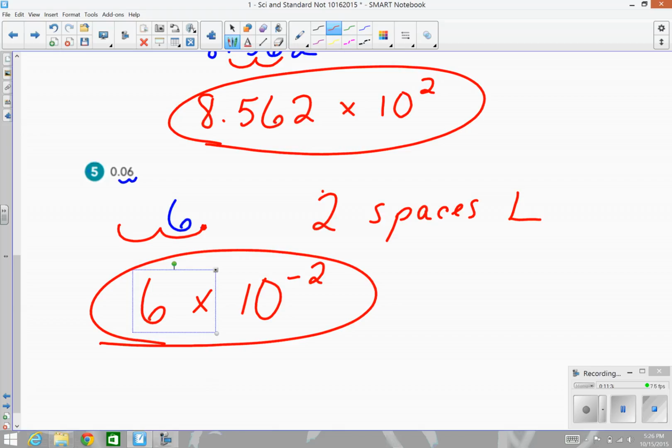Monday when I see you, we'll practice putting these in the calculator to check ourselves and make sure that our answer does get us back to the original. But for now, we're going to do this by hand. Flip the page. We have one more thing to look at.